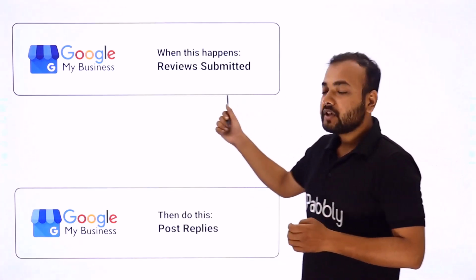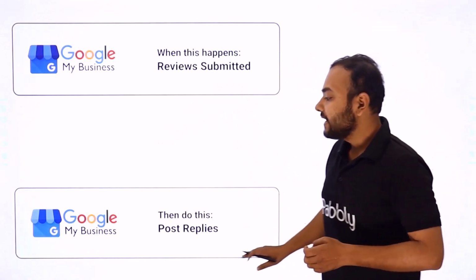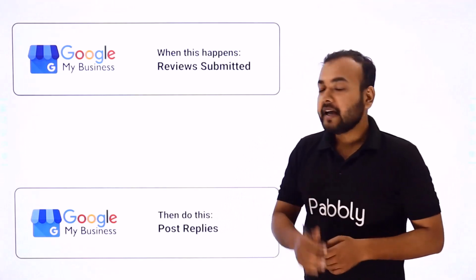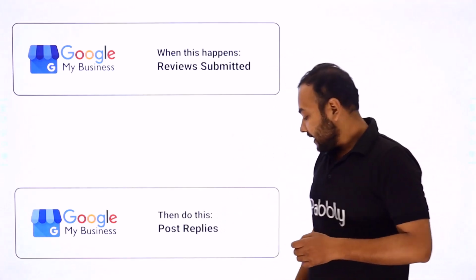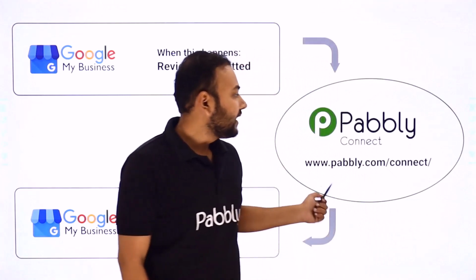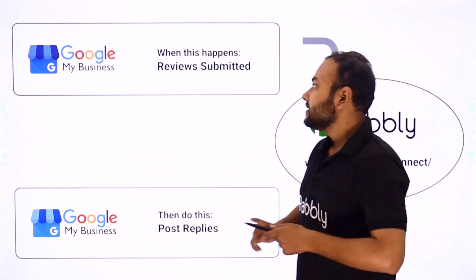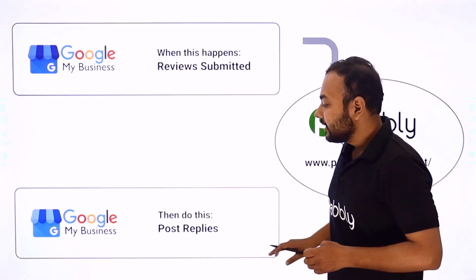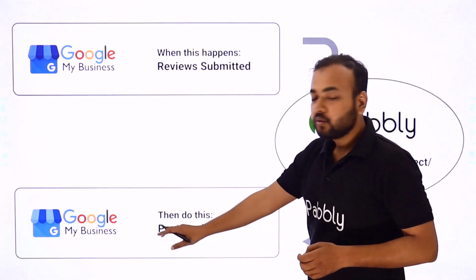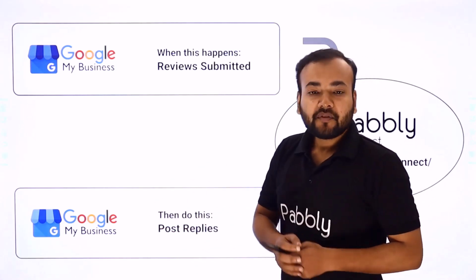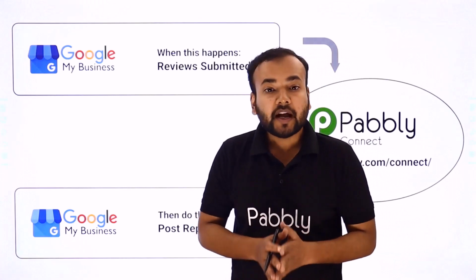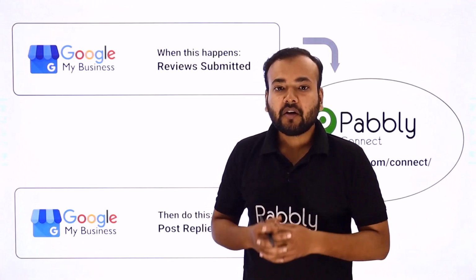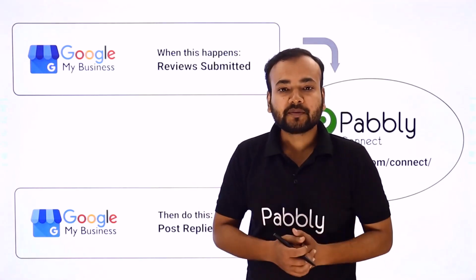As you get the review submitted, a reply gets automatically posted on the review according to the star rating they have given. To make this automation happen, I am using a software called Pabbly Connect. Whenever you get a review, Pabbly Connect will send the reply automatically to that review on Google My Business. The best part of creating this automation is that you will not require any coding skills or programming knowledge. Now let me show you on my computer screen how you can also create this automation.